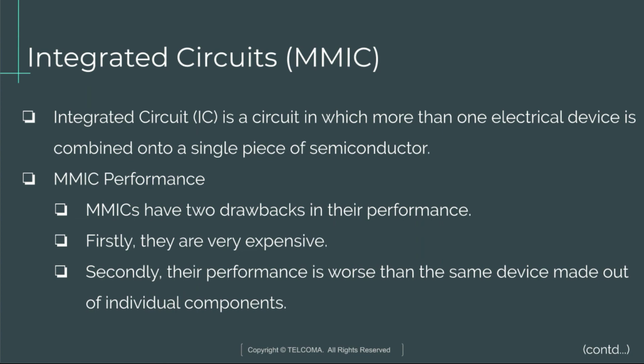Next is MMIC performance. MMICs have two drawbacks in their performance. First, since they involve the semiconductor manufacturing process, they are very expensive if only a few will be needed. Therefore, MMIC technology is only used when the volume requirement is sufficient enough to justify the initial investment to develop the MMIC. Second, quite often MMICs have worse performance than the same device made out of individual components. Where performance is at a premium, like low noise in a low noise amplifier or high power in a high power amplifier, the devices are made out of individual transistors or diodes. When performance is not as critical and cost is, the devices used are MMICs.